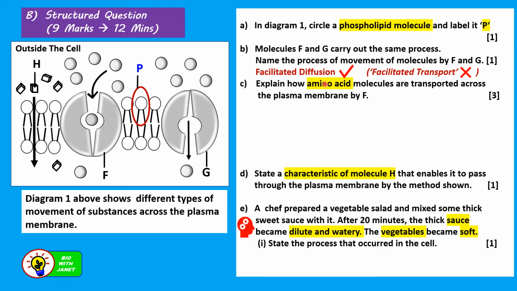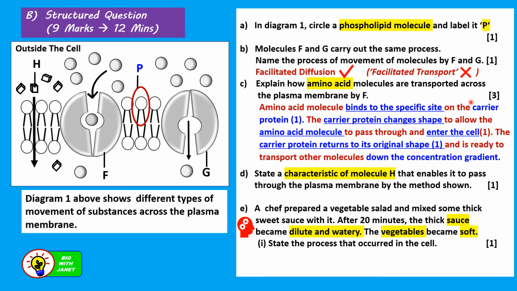All right. Now, C. Explain how amino acid molecules are transported across the plasma membrane by F. All right. So highlight amino acid molecules, F, which is a carrier protein. Okay, so that means you have to explain the process of facilitated diffusion. All right. So 3 marks here.